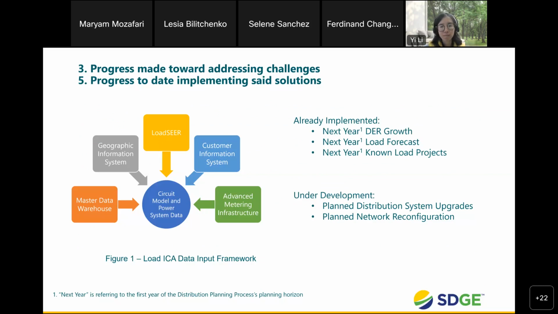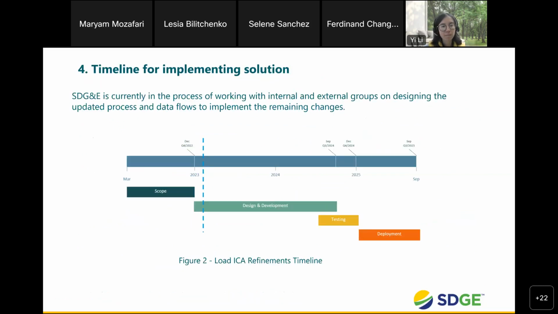Next slide, please. Providing also a recap on the timeline for implementing the solution that we proposed. This is consistent with what we filed last year in our 2022 annual report. So far, we're still targeting Q3 of 2025 to finish the workflow design, IT process update, and the map update to implement the remaining changes that I described in the last few slides, which are the distribution system upgrades and the network reconfiguration. Next slide, please.